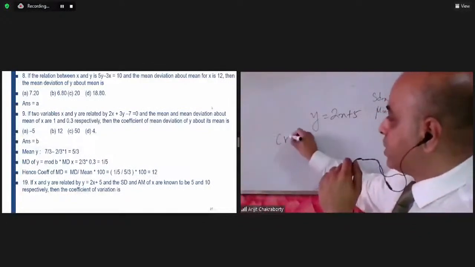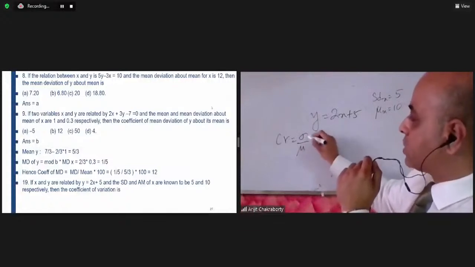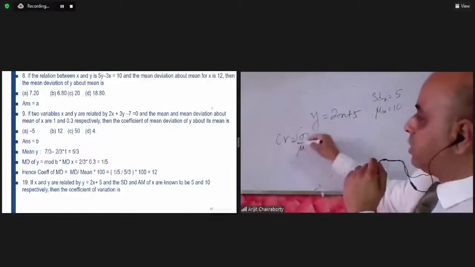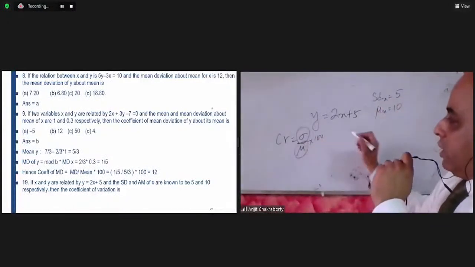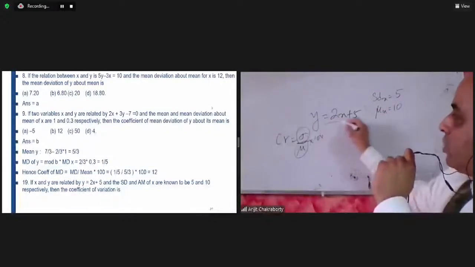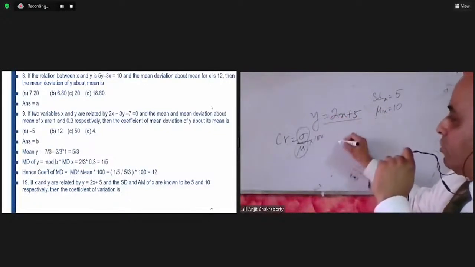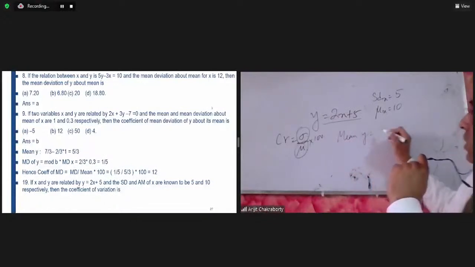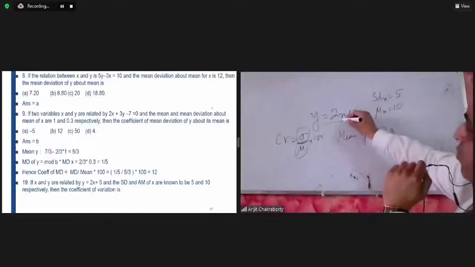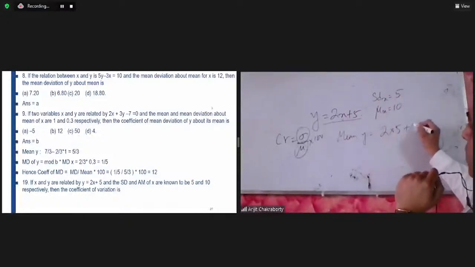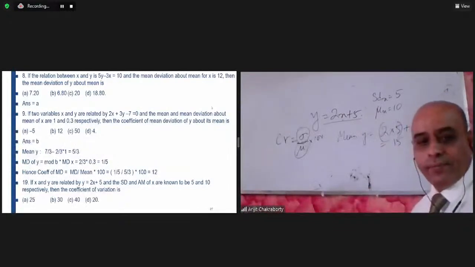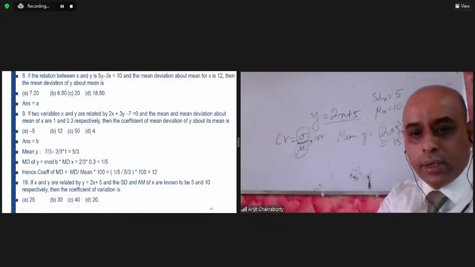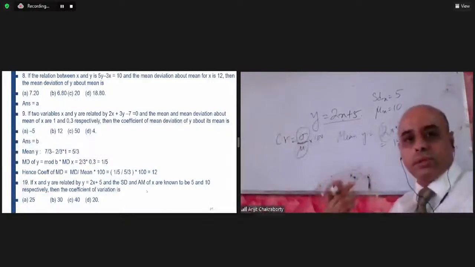Now we know coefficient of variation is equal to sigma by mu, SD by mean, into 100. So we need SD as well as mean for y. Mean of y is equal to how much? The formula is y equal to 2x plus 5, so the mean of y will be equal to 2 into mean of x plus 5. That is 2 into 5 plus 5, that is 15. I'm getting mean of y equal to 15. First data we have got.